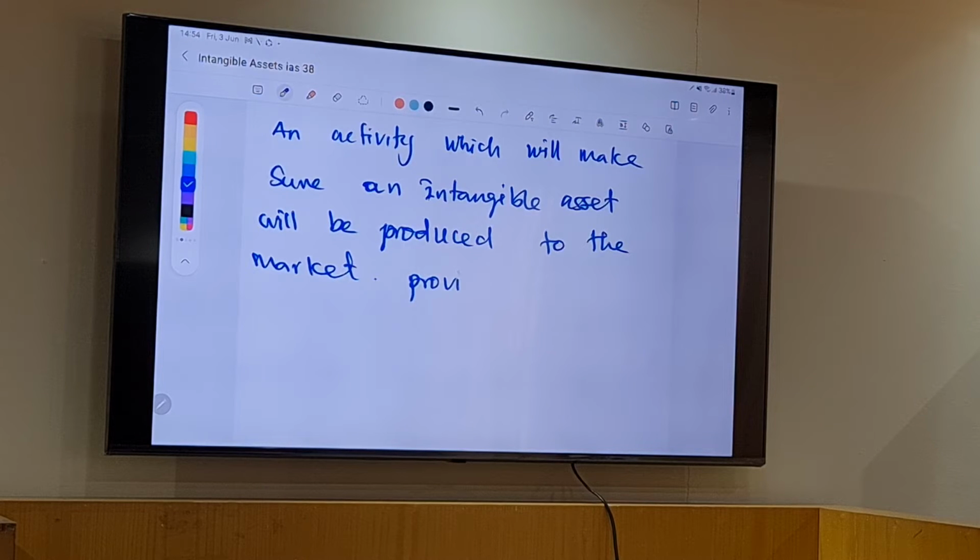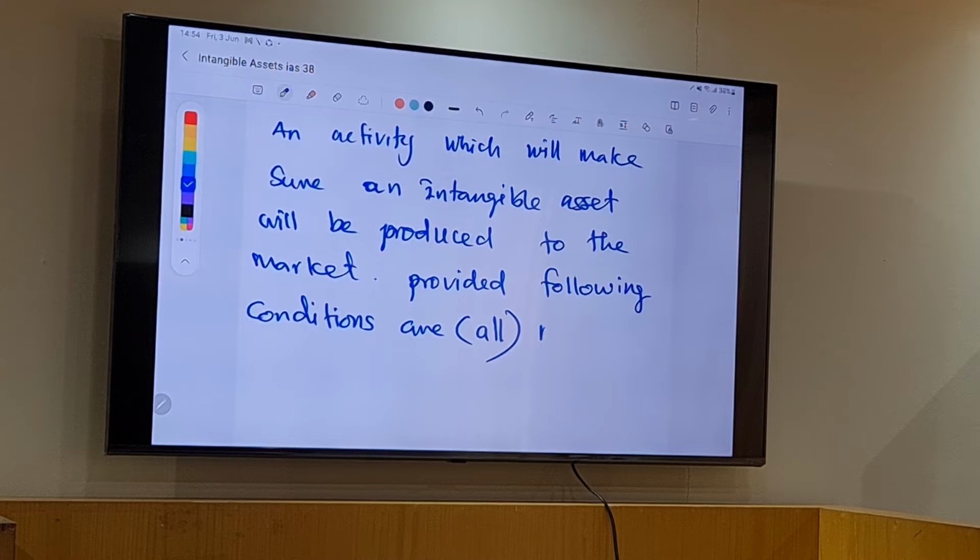Provided the following conditions are met. You should satisfy all the conditions. One or two conditions satisfying, it's not enough.